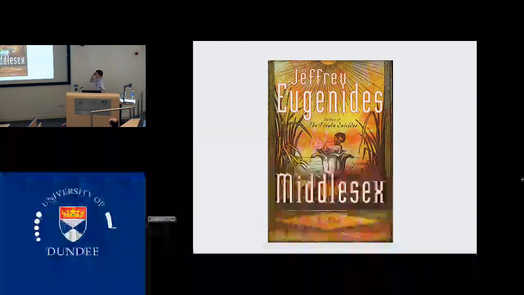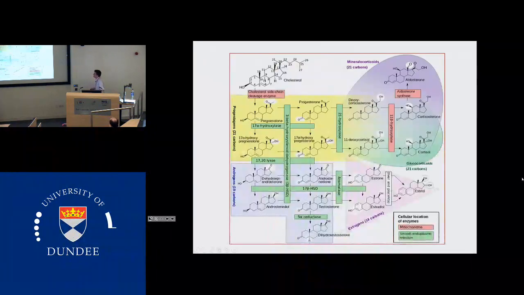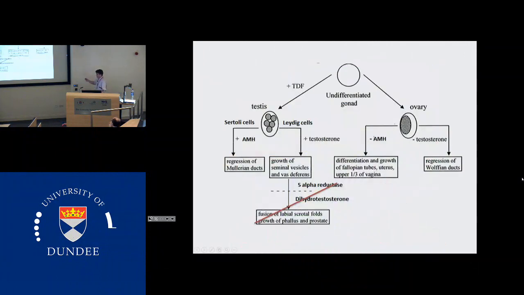Some of you may be aware of this book, Middlesex, which is the Pulitzer-winning book by Jeffrey Eugenides. And this book describes an intersex condition, and the main character has a condition called 5-alpha reductase deficiency. So this is this enzyme down here. It means that they are unable to produce dihydrotestosterone. So children with this condition, therefore, don't undergo the final androgenization. So they therefore have testes, an internal male genitalia, but externally they look female. Most of these children tend to be raised as females, but can often have problems with gender identity in the future.